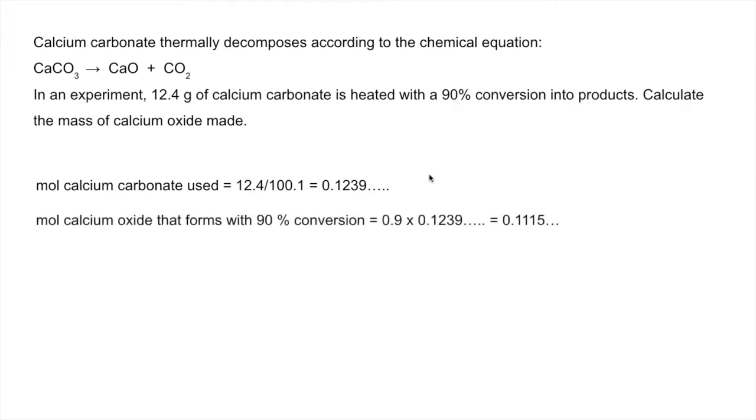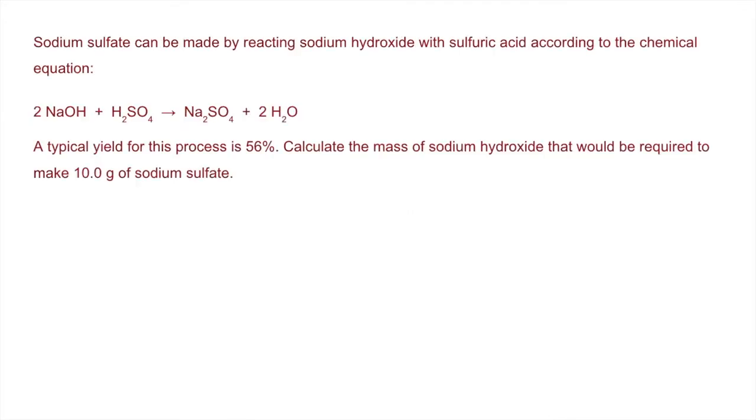And then all we're going to do is turn those moles of calcium oxide into mass, multiplied by the Mr. 6.25 grams. Okay, so moving on to the final question. This is the trickiest one, I suppose.